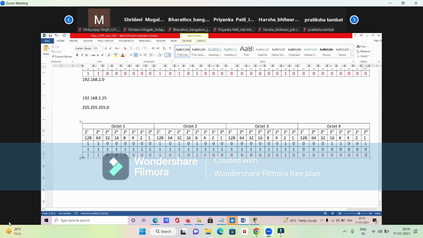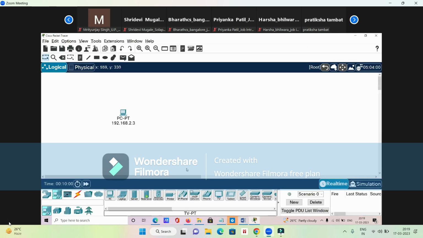Fine. Now, whatever the output is there, convert the output into decimal. So the output I get is 192.168.2.0. Fine. Now, here is the scenario.